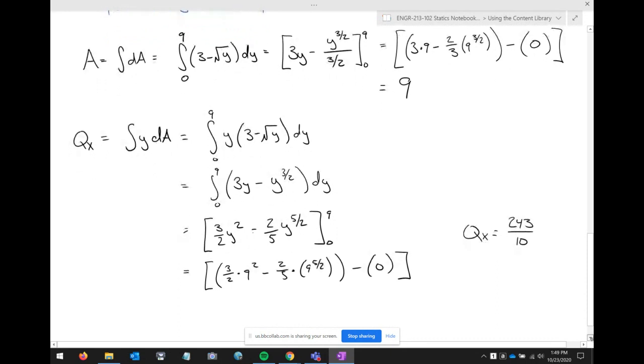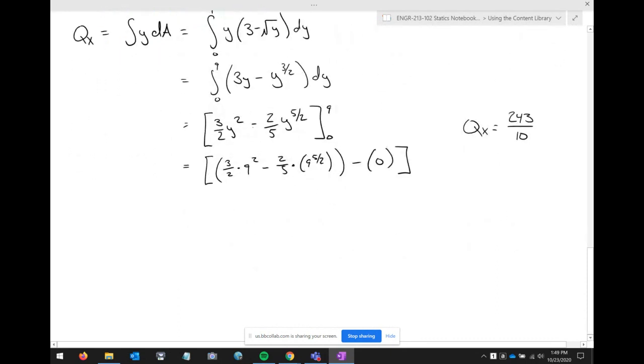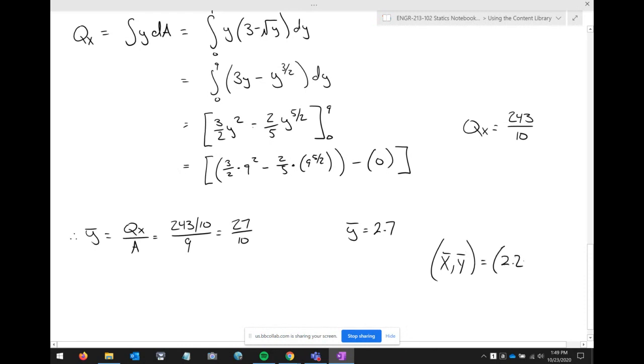So, if we go back to what we had before, x bar was qy over a, y bar is qx over a, which is 243 over 10 divided by 9, which is going to be, when you check that out, it's like 27 over 10. So y bar is 2.7. And the coordinates of your centroid are 2.25, 2.7.